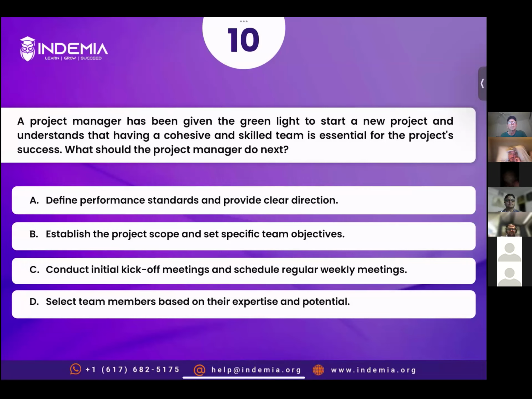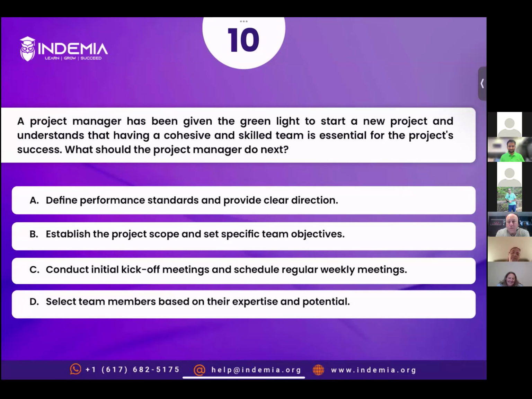Also, you would kind of do a kickoff meeting and schedule. So define performance standards, provide clear directions. Who are you going to give the directions to? So A doesn't make sense, right? Define performance standards and provide clear directions. You don't even have a team yet. Who would you give the directions to?